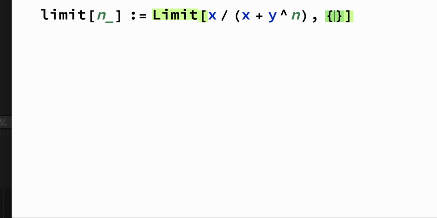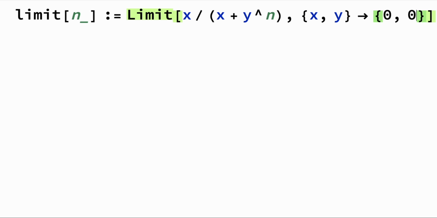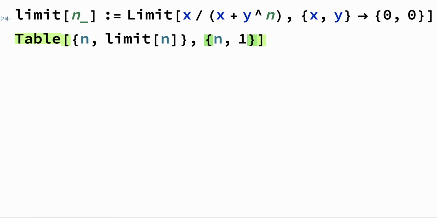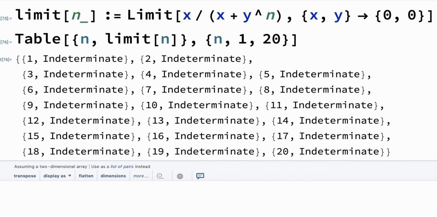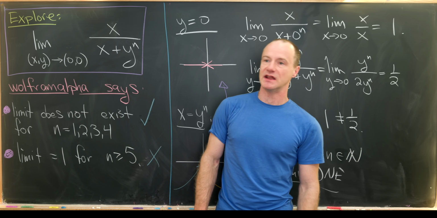And in fact, Mathematica got it right. So I made a big table of a bunch of values for this limit, and it found that the limit did not exist for lots of values of n.